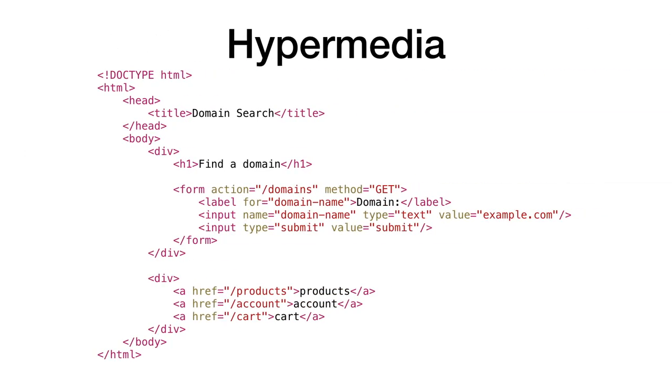Which brings us to hypermedia. So hypermedia, any client, any web client, can parse this string and know what to do. You have a form that's asking for a domain name. You could even add some string validation using web components or something like that. The important part is these sections here. This is hypermedia. It tells the client what it can do and how to do it. It's just forms and links.